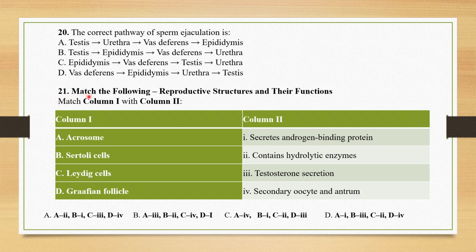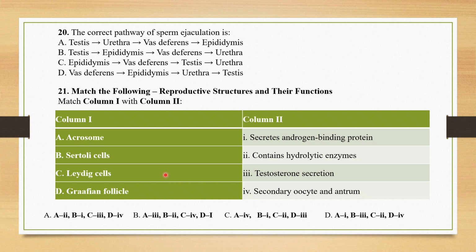Now we will move to some match the following questions. Read both the columns. Column 1, acrosome, Sertoli cells, Leydig cells, Graafian follicle. Column 2, secretes androgen binding protein, contains hydrolytic enzymes, testosterone secretion, secondary oocyte and antrum.